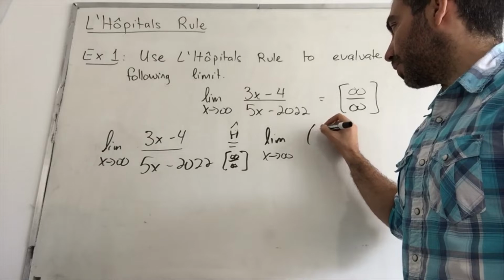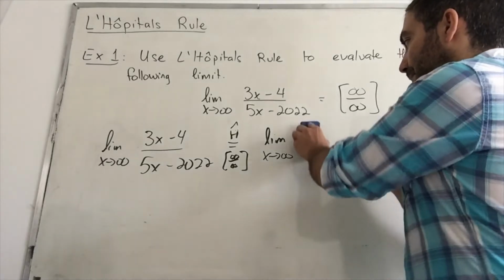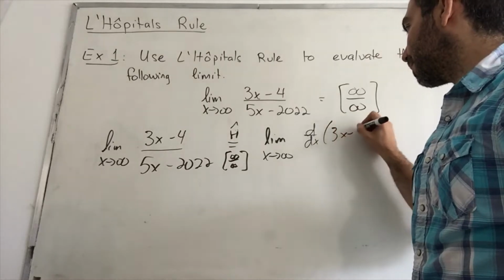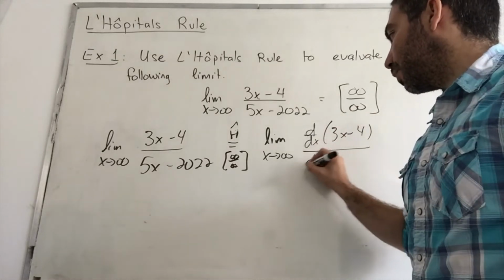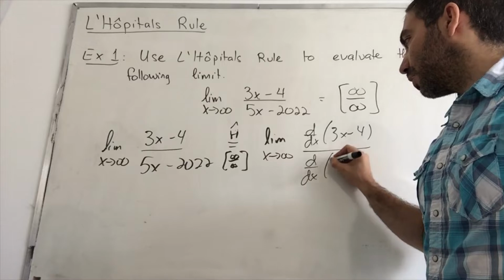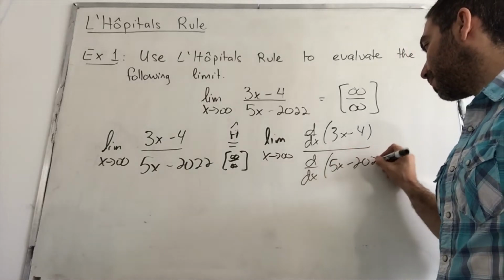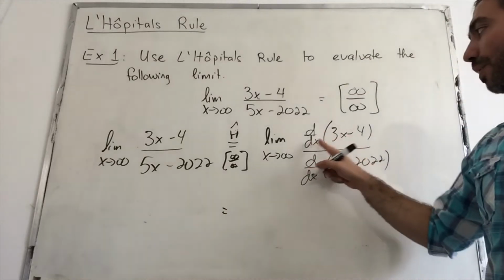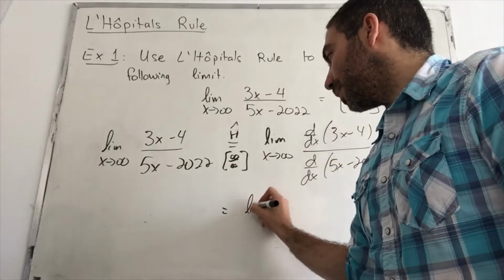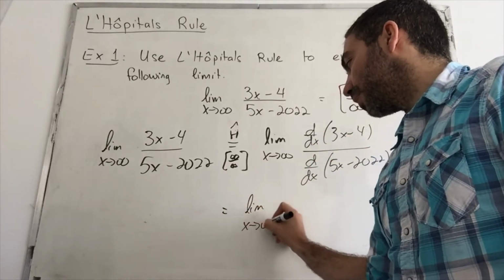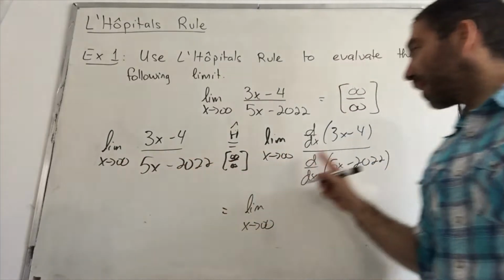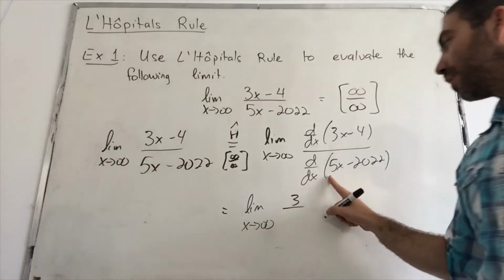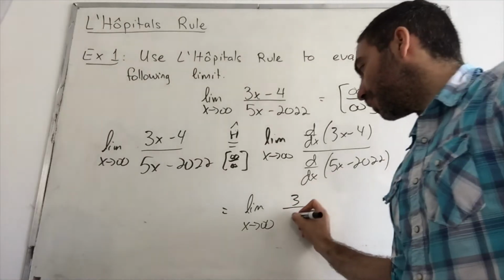So let me write it in this notation, like maybe take the derivative with respect to x of the numerator, and we're taking the derivative with respect to x on the denominator. Okay. When we're doing this, the derivative of 3x minus 4, so we write the limit. Notice that I'm always writing the limit in the front, so don't forget to write your limits. And when you take the derivative of 3x minus 4, the answer is just 3. And when you take the derivative of 5x minus 2022, we get just 5.